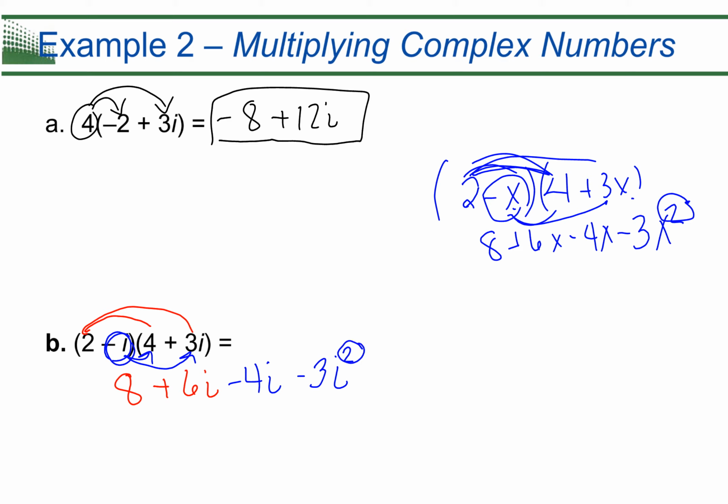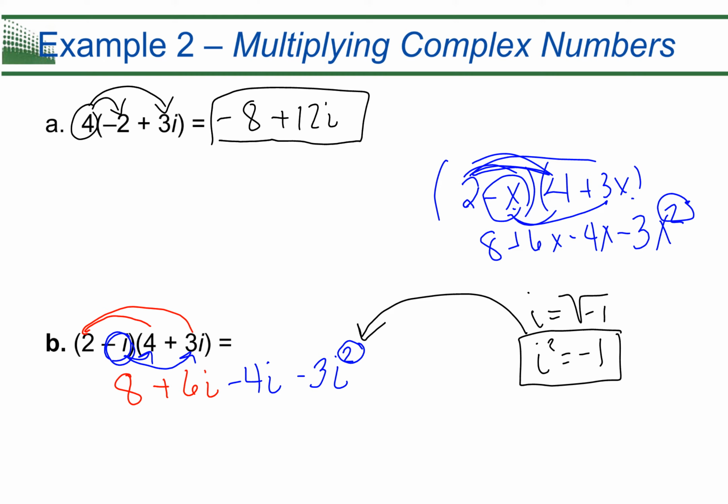So very important, this goes back to the previous slide where we said, you know what, i is equal to the square root of negative 1, and we've used that, but i squared is equal to negative 1. This is super important when working with multiplication. We're going to take the fact that i squared is equal to negative 1 and we're going to plug it into this problem. So then I'm working with 8 plus 6i minus 4i, and I'll simplify that in a minute, minus 3 times negative 1.